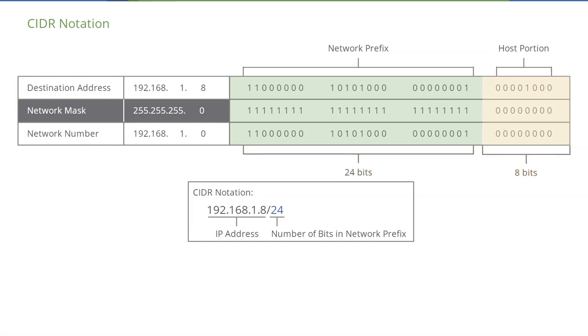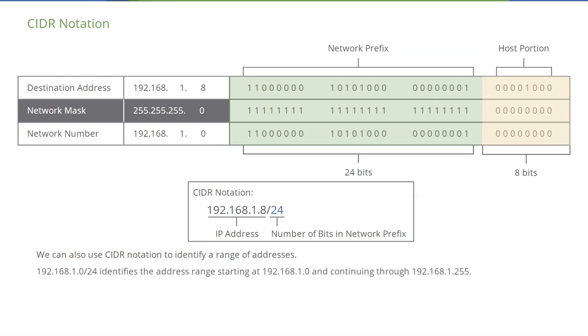We can also use CIDR notation to identify a range of addresses. So 192.168.1.0/24 identifies the address range starting at 192.168.1.0 through 192.168.1.255.